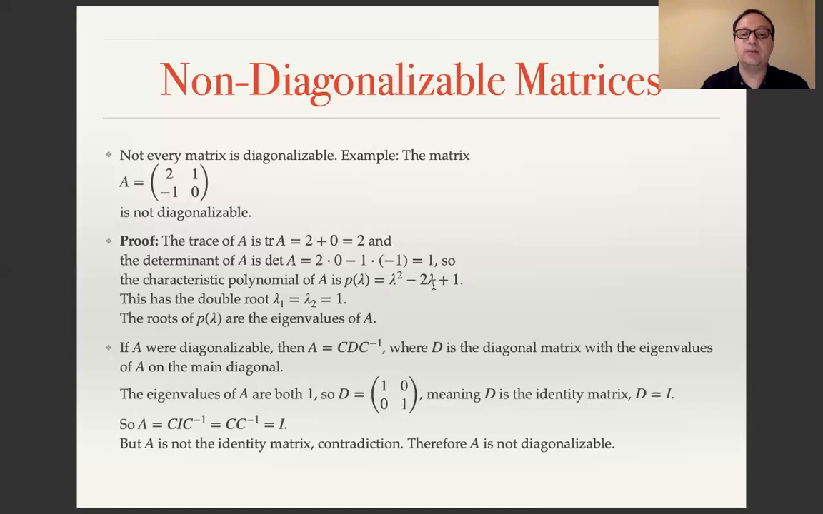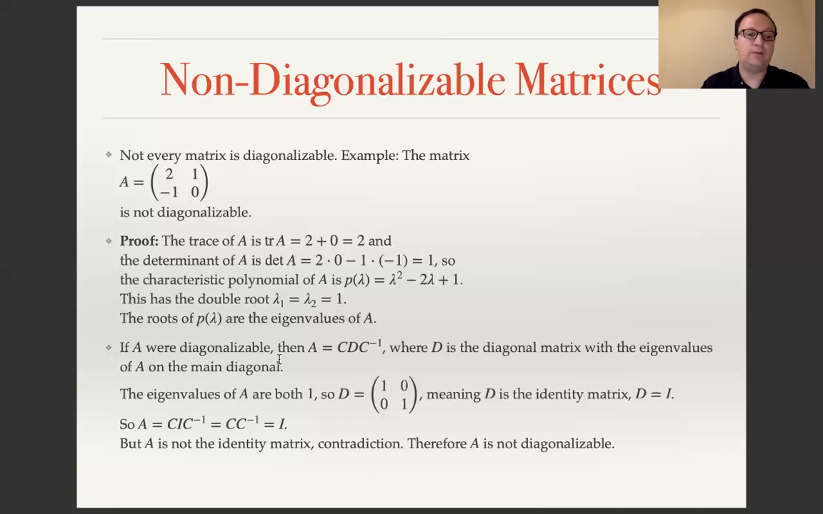And lambda squared minus 2 lambda plus 1 is the same as (lambda minus 1) squared. So this has a double root 1. Both roots are 1. So this means that A has both eigenvalues equal to 1.